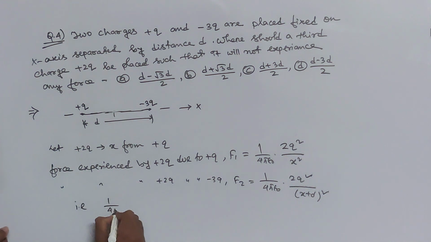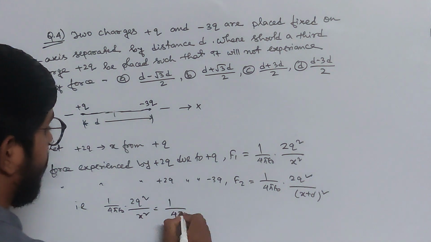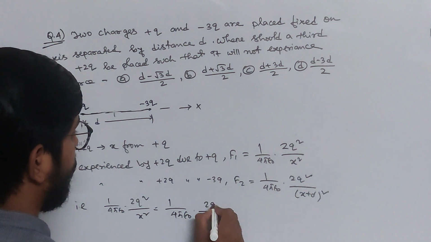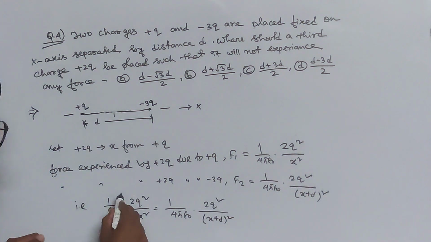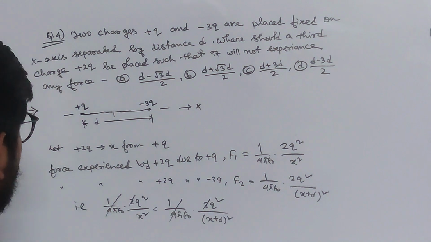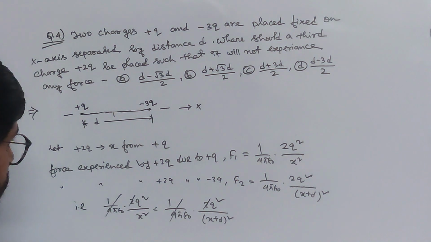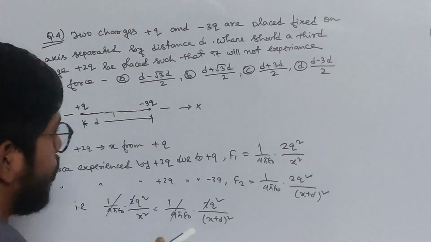That is, 1 by 4 pi epsilon naught 2q square by x square should be equal to 1 by 4 pi epsilon naught, 2q times 3q by x plus d whole square. Then this thing will cancel out. I'm sorry, this is not plus 2, it is minus 3, right? So it will be 6.